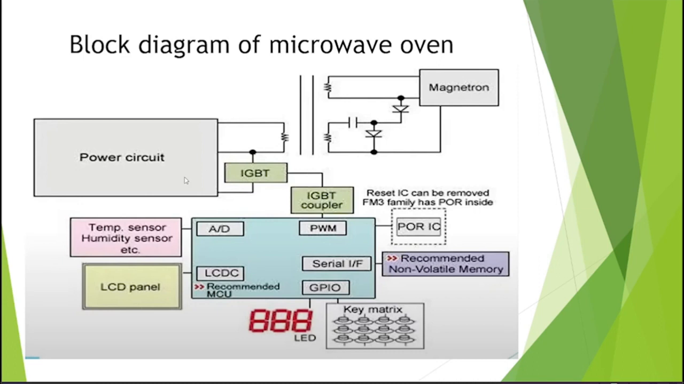So here there are power circuits. There are some IGBTs, which is nothing but insulated gate bipolar transistor. Then we have a temperature sensor and a humidity sensor. In PixSimLab there are two LED panels, but we are using a 16:4 matrix LED panel. There are also some key metrics. We will discuss all those things one by one.